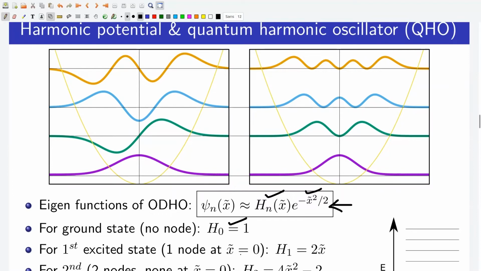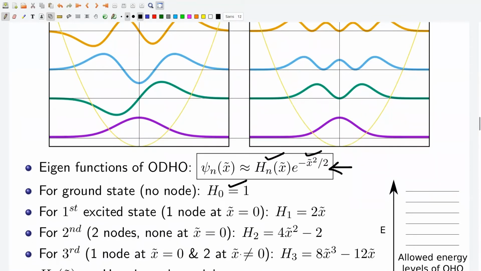For the first excited state, there has to be a node at x tilde equal to 0. So that means this polynomial H1 will be equal to 2x tilde, because 2x tilde has a node at x equal to 0. For the second excited state, we need two nodes, right? And none of them should be at x tilde equal to 0.